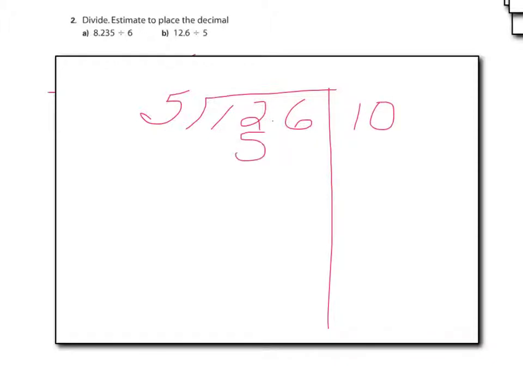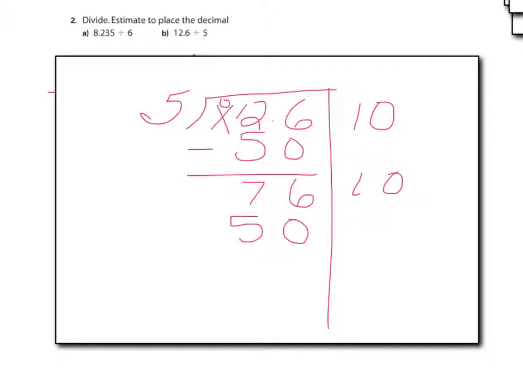5 times 10 is 50. I'm going to subtract. 6 minus 0 is 6. Can't take 5 away from 2, so I have to borrow. 1 becomes 0. 2 becomes 12. 12 minus 5 is 7. I could take another 50 out of that. So I'm going to go with 10 again. 10 times 5 is 50 because 5 times 1 is 5.